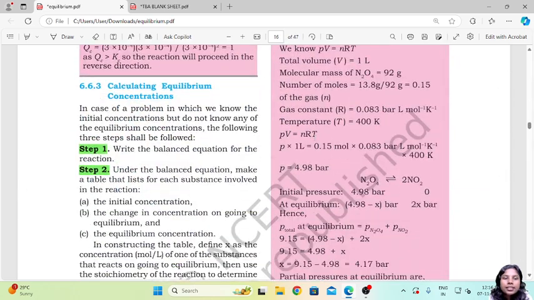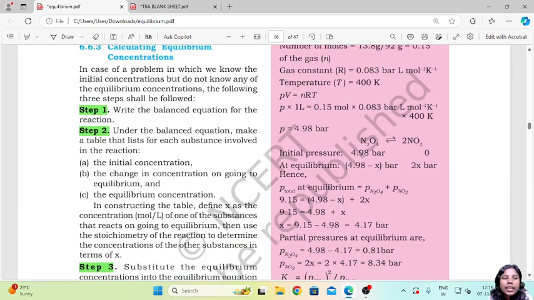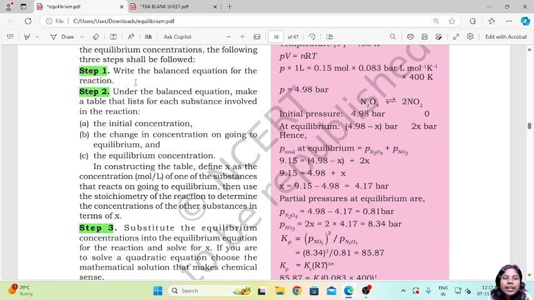Now next let's look at how to calculate the equilibrium concentrations. In case of a problem in which we know the initial concentrations but we do not know any of the equilibrium concentrations, the following 3 steps shall be followed. First, write the balanced equation for the reaction. Whatever reaction is given, you write the balanced equation. The stoichiometry should be balanced throughout.